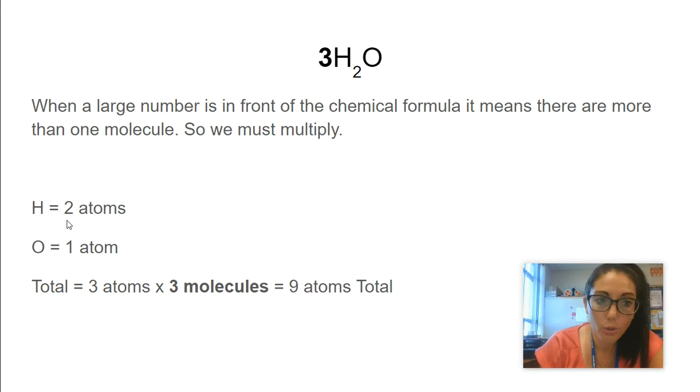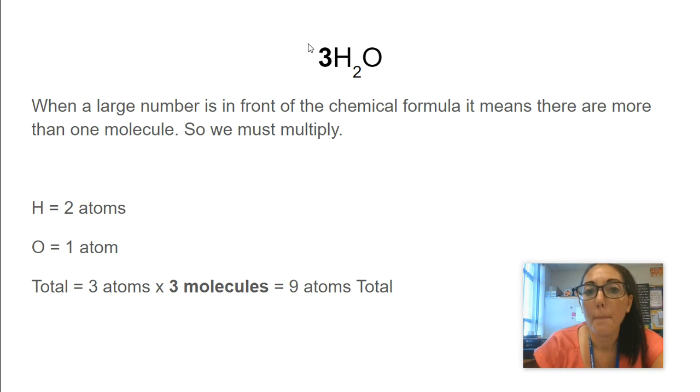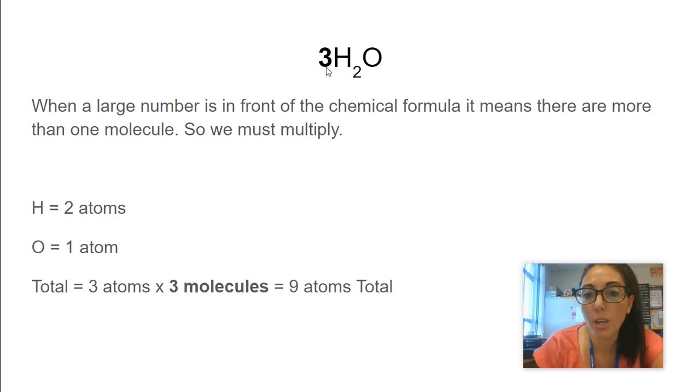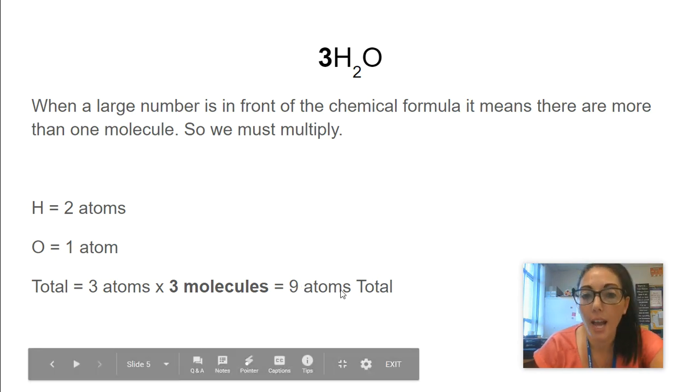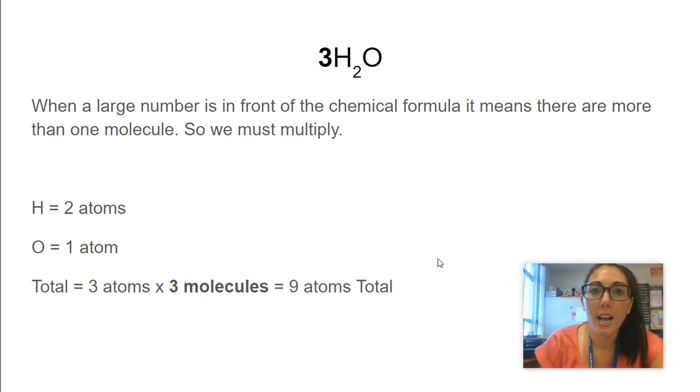So if I add 2 plus 1, that gives me 3 total atoms, but then I have to remember that there's 3 molecules. So this 3 tells me I have to multiply by this number. So what I got, 3 atoms, I need to multiply by 3 because there are 3 of them to give me 9 atoms total. So we are going to be doing a little bit of math, but I think you all can handle it. So we will be digging deeper into chemical formulas.